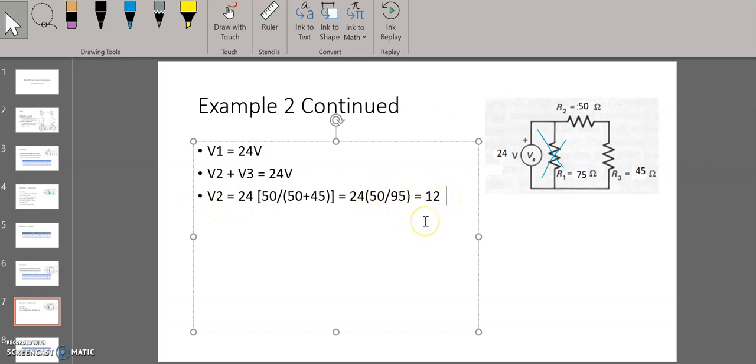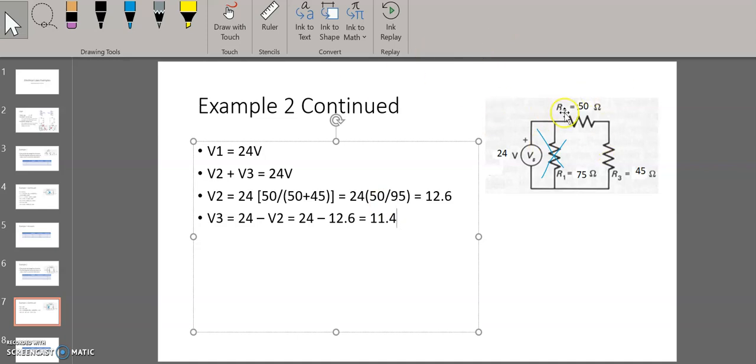My V3, sorry about that, my V3 is going to be equal to 24 volts minus V2. So I can go ahead, because of this equation right up here, I just reformatted it. I took that V2 and I subtracted it from both sides. So I have 24 minus 12.6. And what I get here is a value of 11.4.